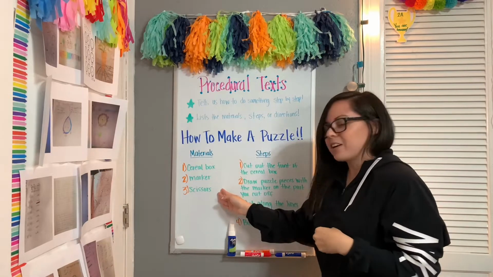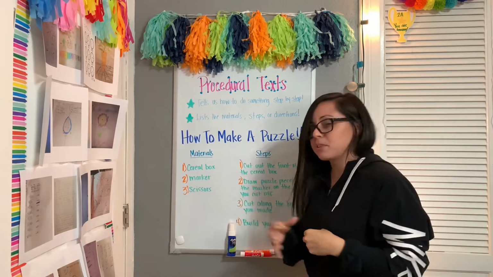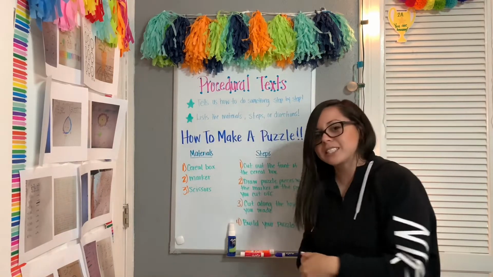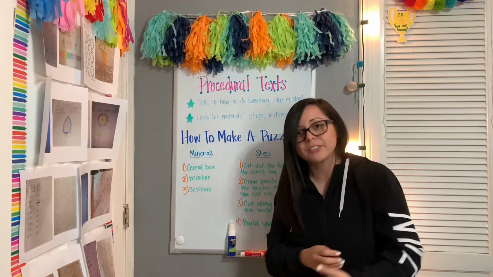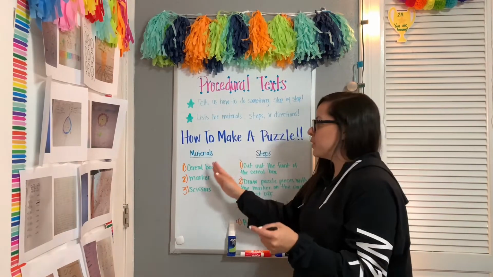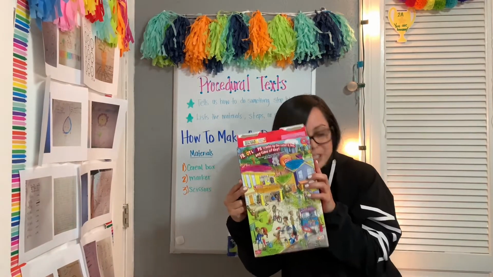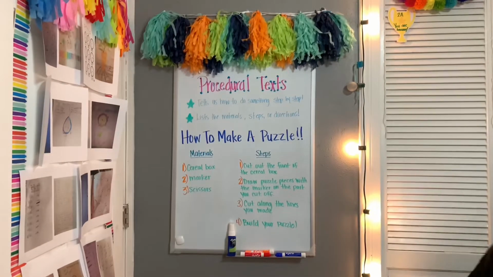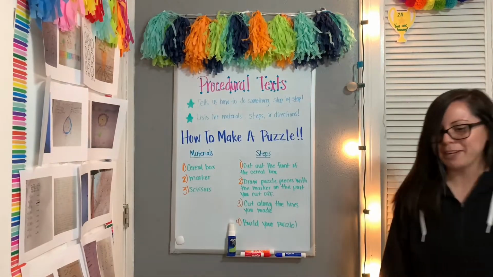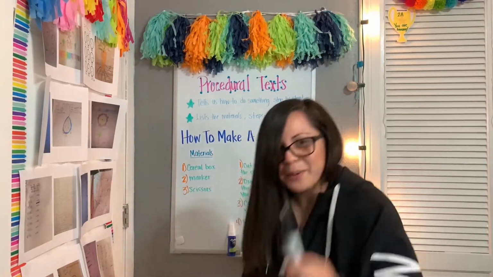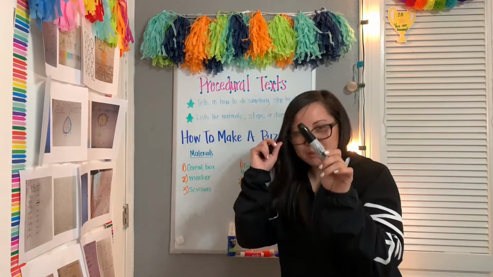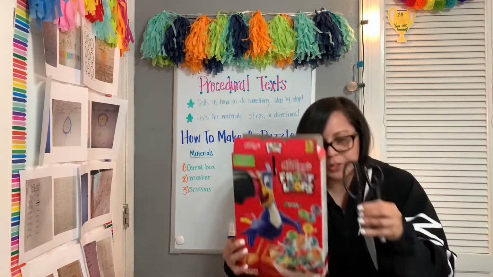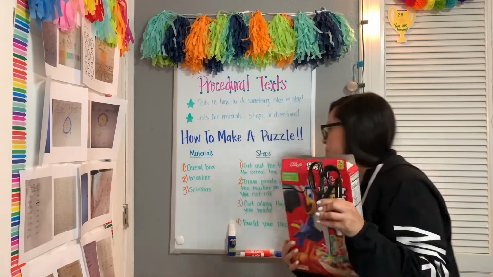Here are our materials. So this is a procedural text. We know because we have the materials and we also have the steps or the instructions or directions, right? All right, so the materials that you're going to need are a cereal box, a scissors, and a marker. Okay, preferably a permanent marker just so it won't erase. But yeah, just those three things you're going to need: cereal box, scissors, and marker.